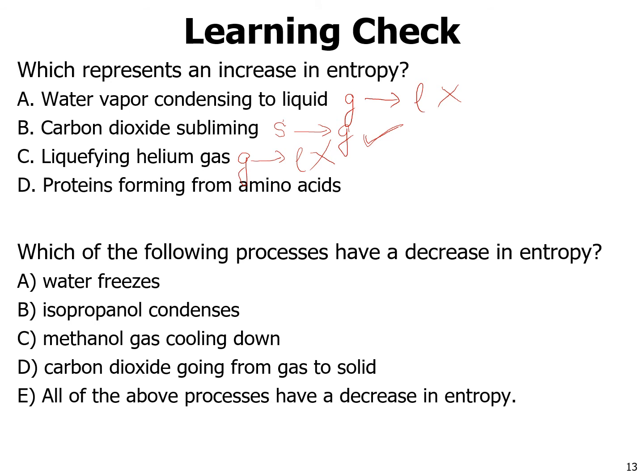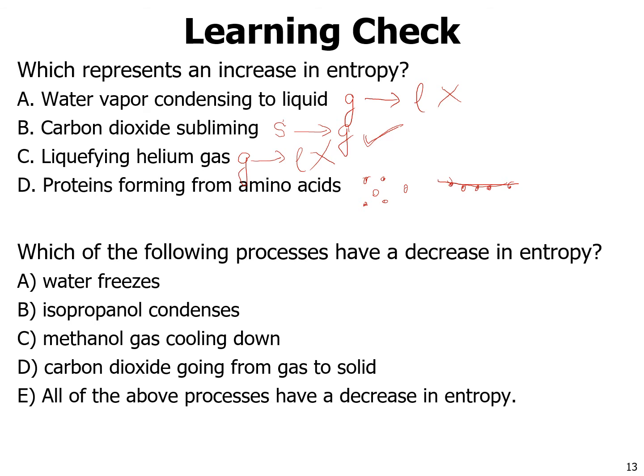Proteins forming from amino acids. If you are not familiar with what proteins are, amino acids are essentially building blocks for proteins. A lot of amino acids combine together to form a protein. So let's say these are the amino acids and this is what the protein looks like. Amino acids are going to be arranged one after the other.